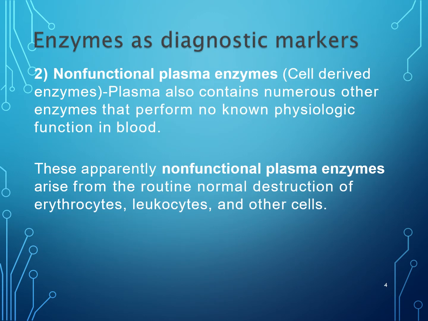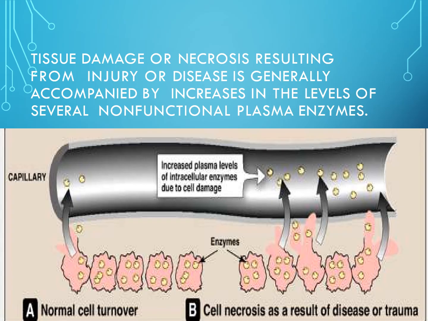The next important group is the non-functional plasma enzymes. These are cell-derived enzymes. Apart from the functional plasma enzymes, the plasma also contains numerous other enzymes that perform no known physiological function in the blood. These apparently non-functional plasma enzymes arise from the routine destruction of erythrocytes, leukocytes, and other cells.